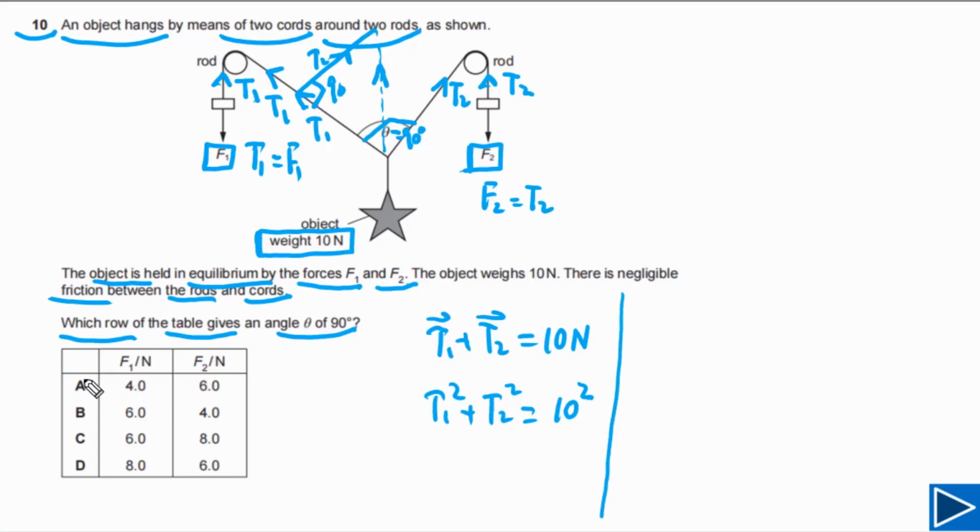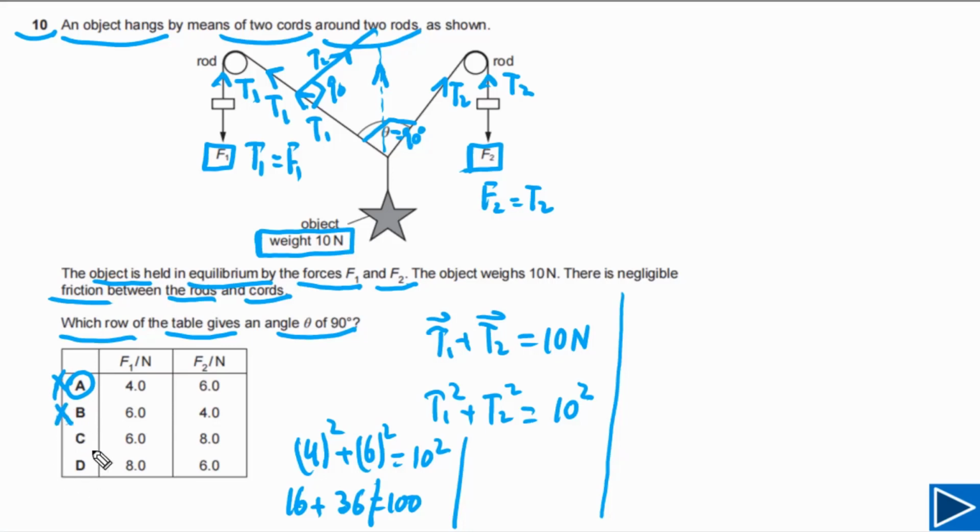Now we can look at these options. For option A, T1 is 4, so 4 squared plus 6 squared has to be equal to 10 squared, but this is not equal because 4 squared is 16 and 6 squared is 36. It has to be equal to 100, but this is not equal. So option A is not possible, and we can cross this one. B is also the same, so B is also not possible. So the answer can be C or D, because 6 squared plus 8 squared is equal to 10 squared. So this is true.